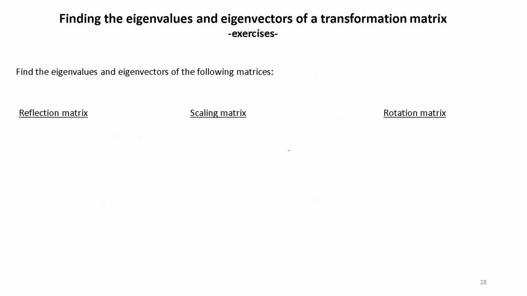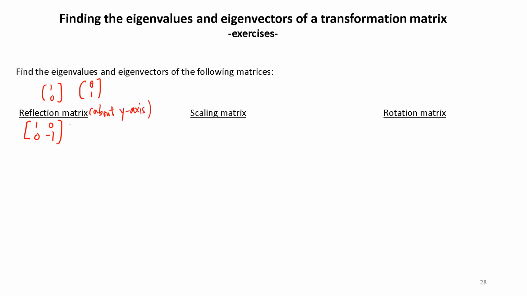Reflection matrix, scaling matrix, rotation matrix. From geometric argument, I already told you the answer. You know that for the reflection matrix, the eigenvectors are 1, 0, and 0, 1, just from geometrical argument. Here, let's apply the procedures that we just learned to verify that this is indeed the case. For the reflection matrix, I should specify that I'm going to talk about reflection about the y-axis, just taking this special case.